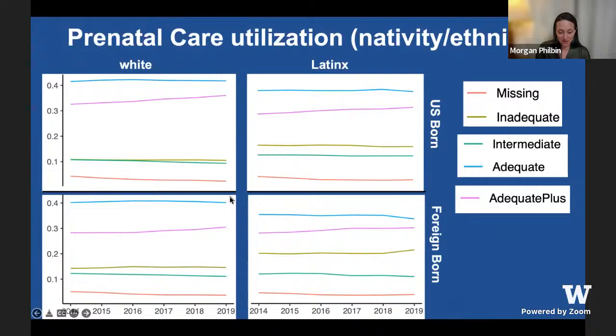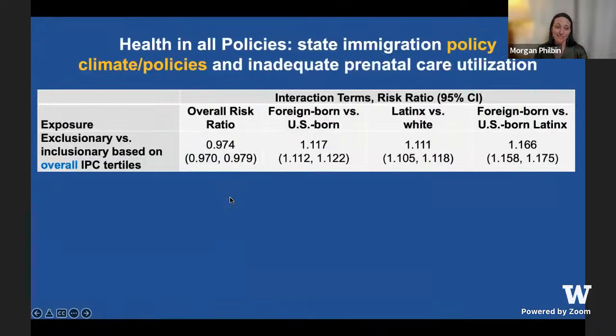So to flag that. All right, so given that background, I wanted to present some of our findings. What this is showing you is the relationship between the overall state immigration policy climate and inadequate prenatal care. The second column, the overall risk ratio, is looking at the association for everybody. And then foreign-born versus US-born individuals regardless of race and ethnicity, Latinx versus white individuals regardless of nativity, and then foreign-born versus US-born Latinx individuals. So let me just talk through this briefly.